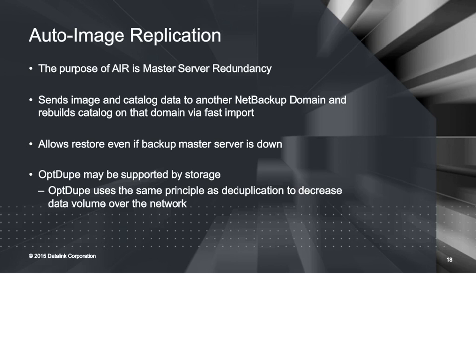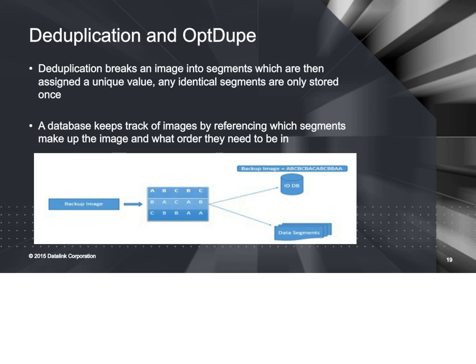Another benefit of auto image replication is called optimized duplication, and that may be supported by your storage unit. So what optimized duplication does is it has the same principles as deduplication, and it decreases the data volume that's being transferred over your network so that you get faster transfer speeds and you don't bog your network down. And we'll cover how deduplication works here. So basically what deduplication does is break an image into different segments, which are then assigned a unique value. And any identical segments are only stored once.